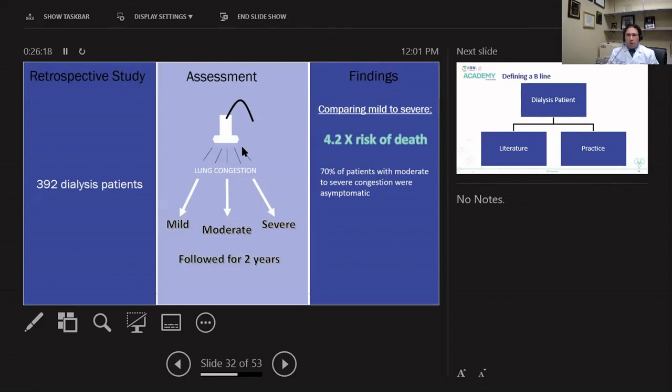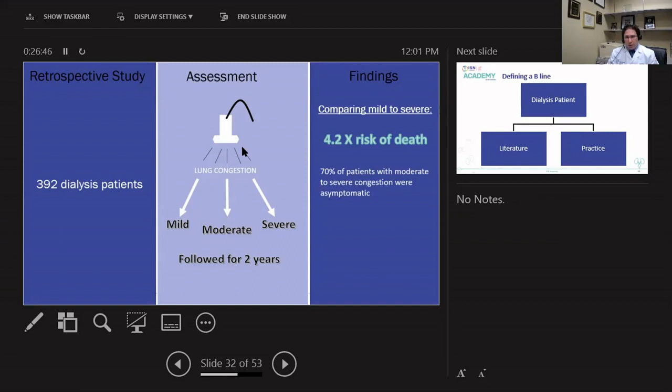One of the most important studies was done in Italy by Dr. Zoccali. And you could say that B lines correlate with volume status, but why care? Does it mean something? And in their cohort, they looked at 392 patients, and they categorized patients as mild, moderate, or severe lung congestion based upon the number of B lines that they counted in these patients.